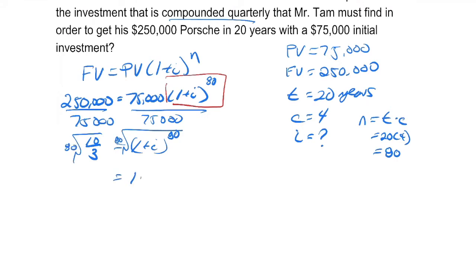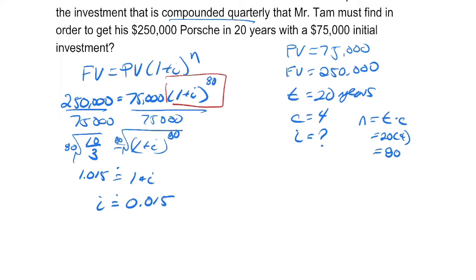So good thing we have our calculators for this, because you take the 80th root of 10 over 3, this is going to be approximately 1.015. So in order to get i, you need to subtract 1 from both sides. So i is going to be approximately 0.015.